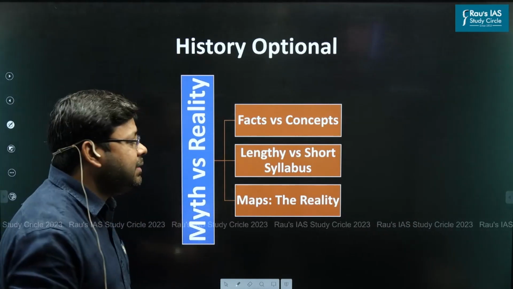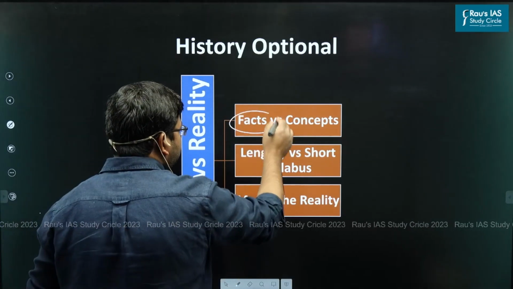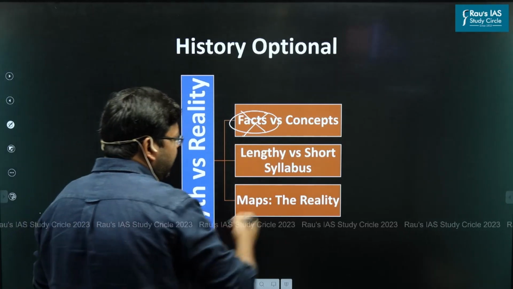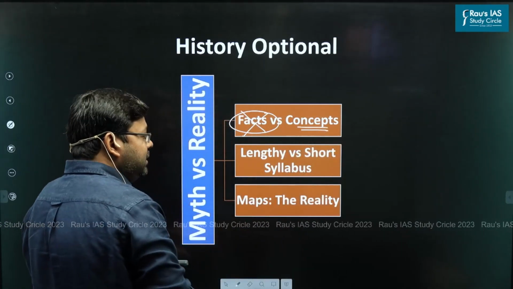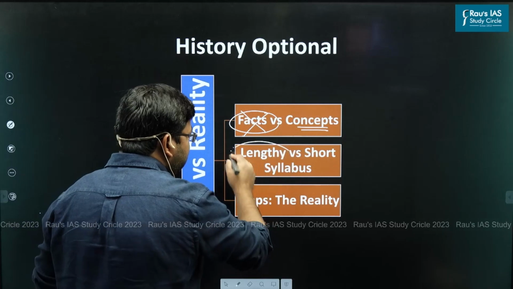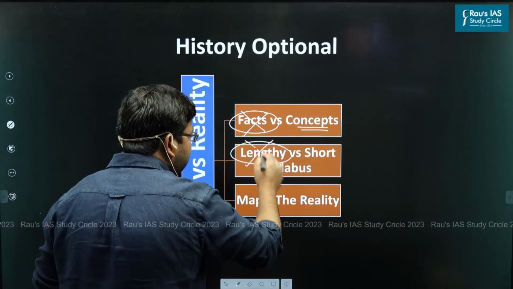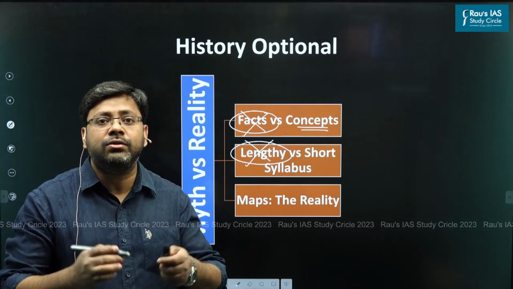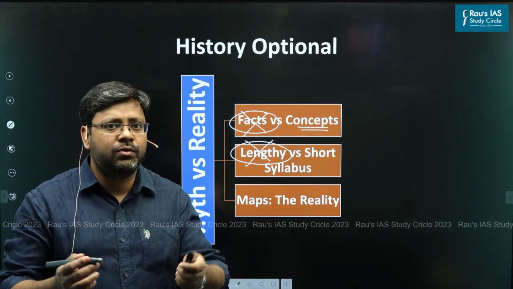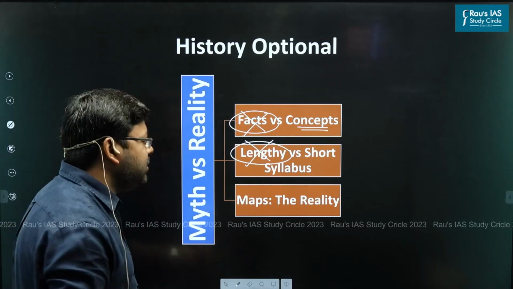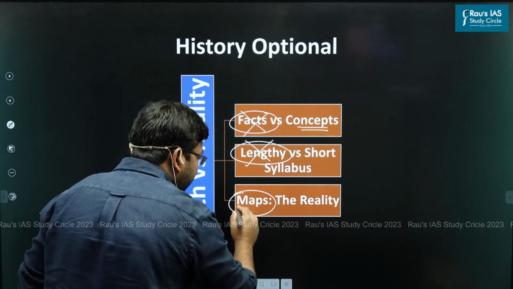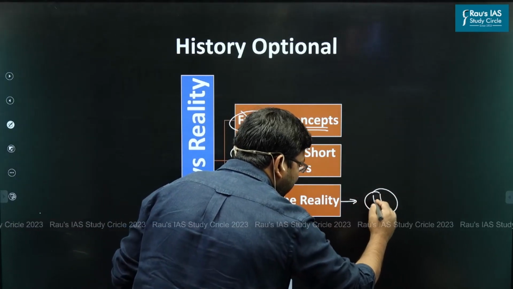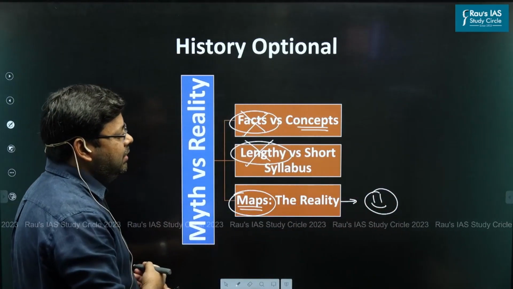The first basic misconception is that history optional is very factual. It's absolutely wrong. The optional is very conceptual. The second misconception is that the syllabus is very lengthy. It's again a misconception because the history syllabus is very well structured. That is why it looks very exhaustive. And the third misconception is that the maps are very difficult to deal with. It's absolutely wrong. The reality is that the map work is super easy to deal with.